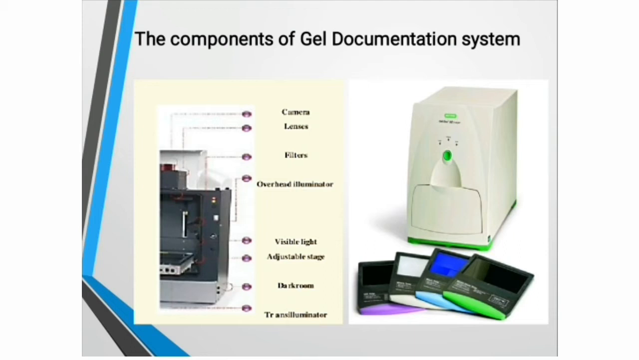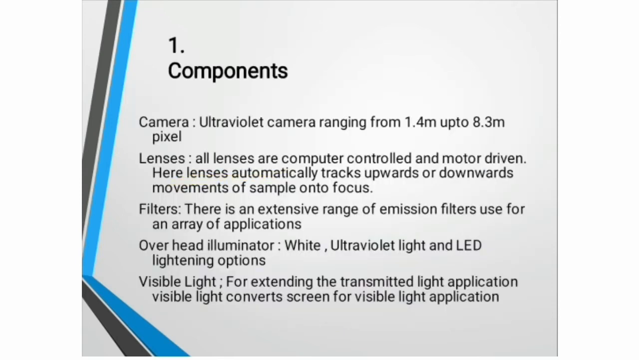The components of the gel documentation system. A picture has been shown on the left hand side. The components will be explained now. First component is the camera. Ultraviolet cameras ranging from 1.4 up to 8.3 megapixel are used. Lenses. All lenses are computer controlled and motor driven. Here the lenses automatically track upward or downward movements of the sample to keep it in focus.